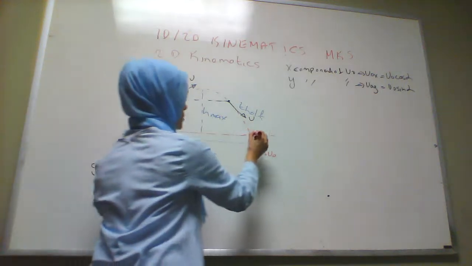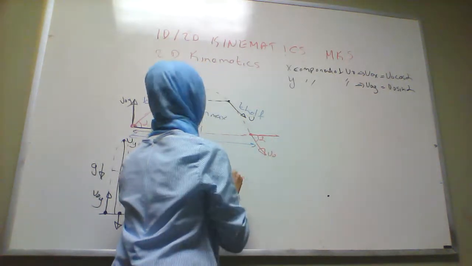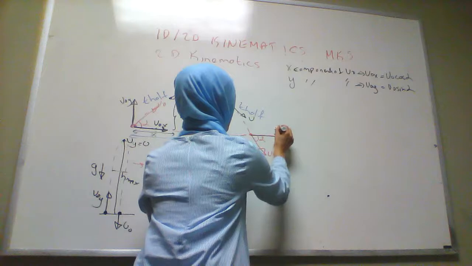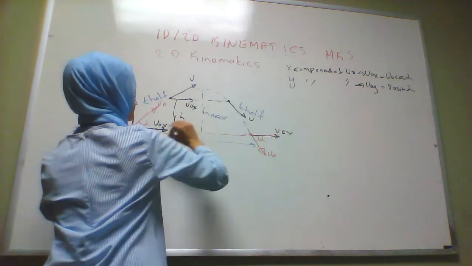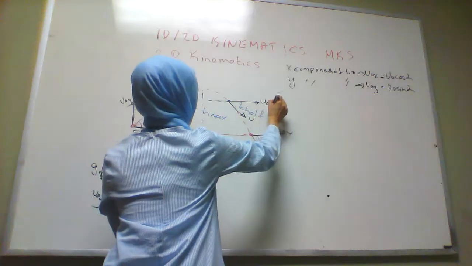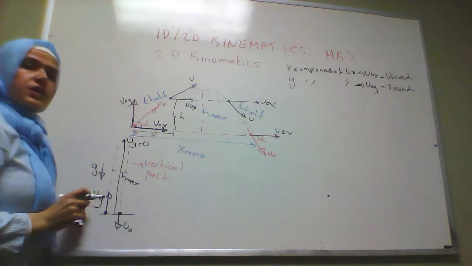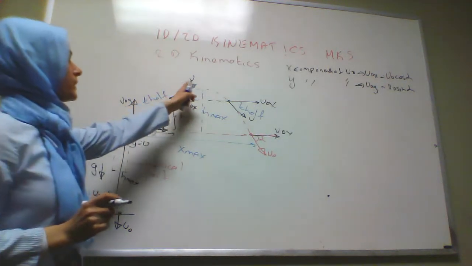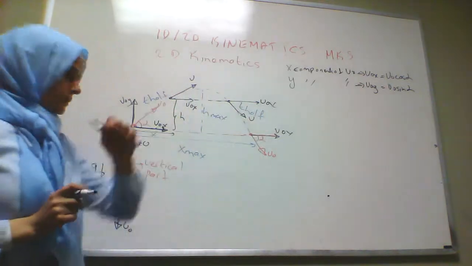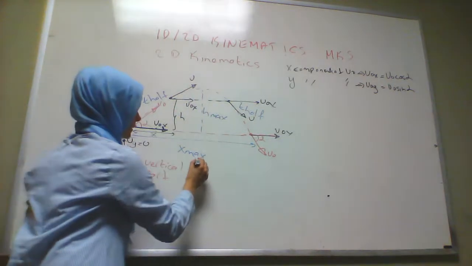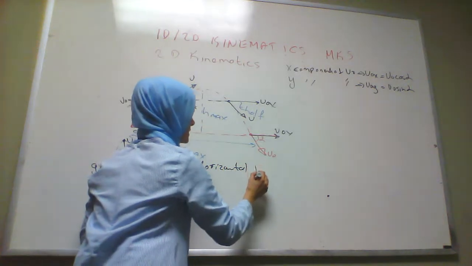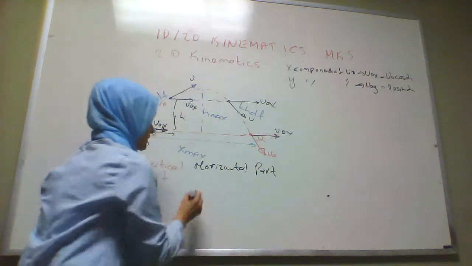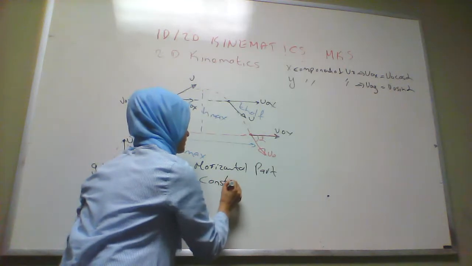Initial v0x never changes. Along the horizontal we have 0 acceleration. So v0x is always v0x, never changes. But since vy changes along the motion, v will be changing. Only v0x will be constant. So the horizontal part is quite simple. It's a constant velocity motion.